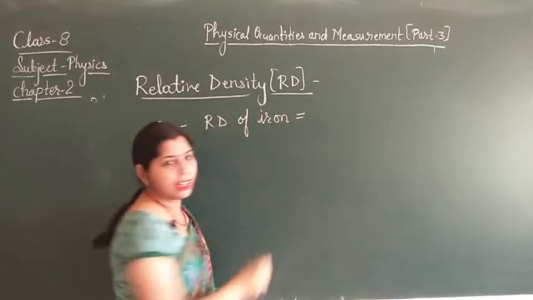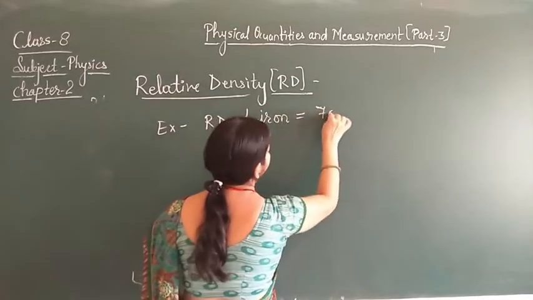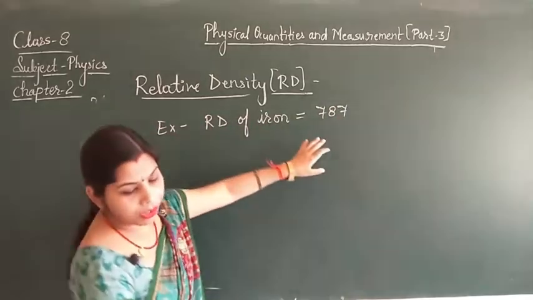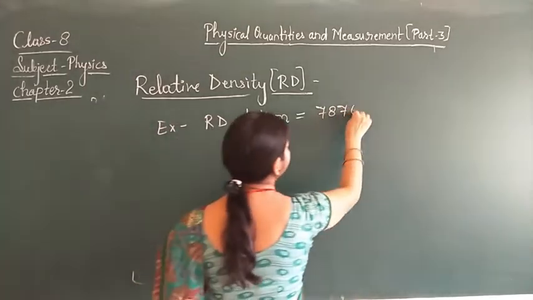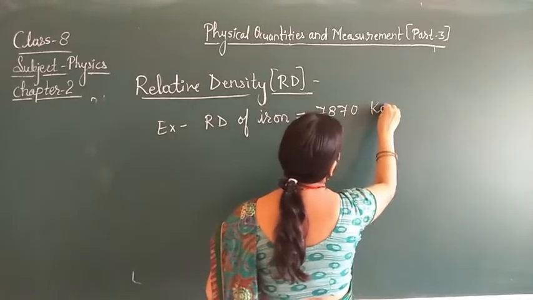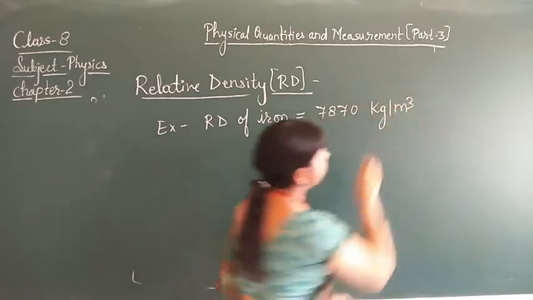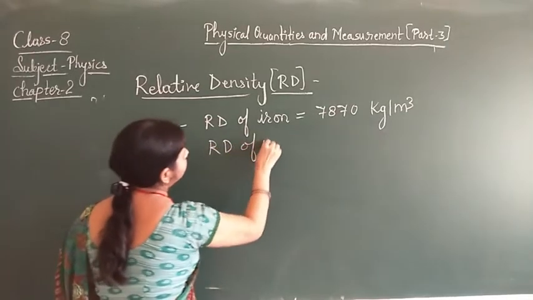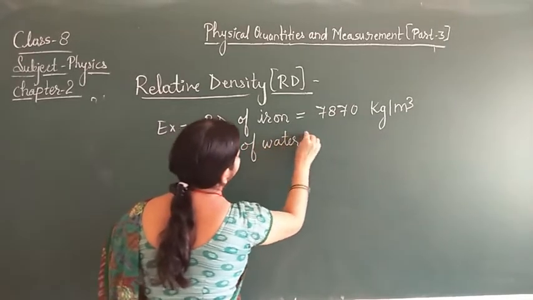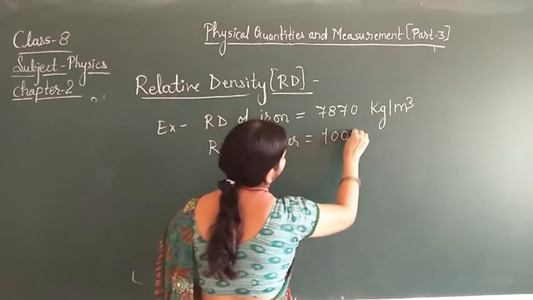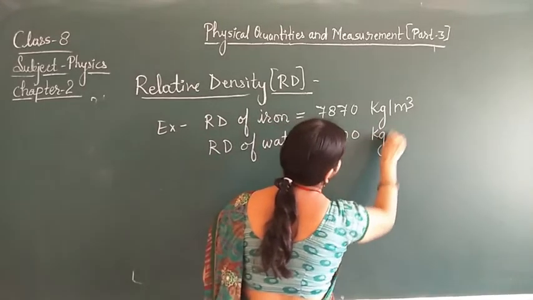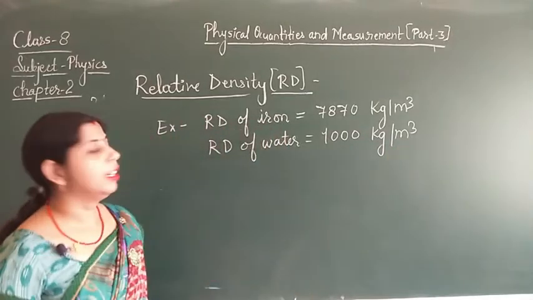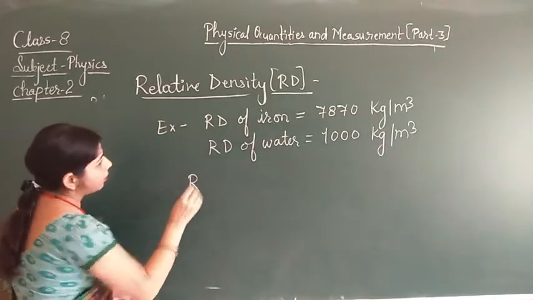Density of iron is 7870 per cubic meter, and density of water is 1000. So how can we measure the relative density of iron?